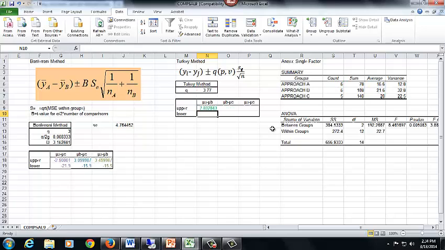Okay, and I'll copy that over and change my plus to a minus here for my lower bound. And again, I'm going to follow that same basic logic. If there's a 0 in here, there is no statistically significant difference. So I'm not finding a statistically significant difference between sales approach A and sales approach B.